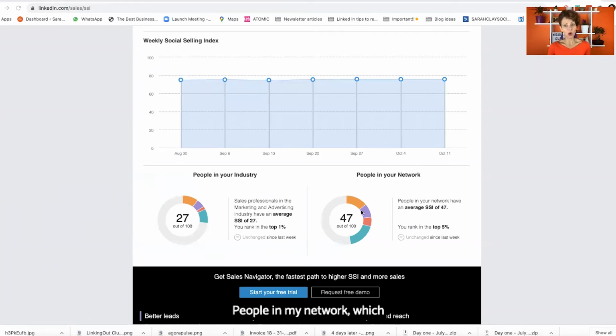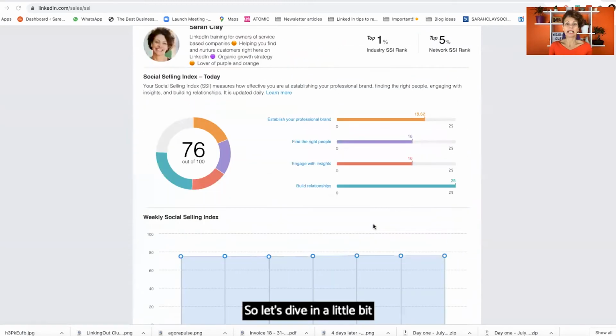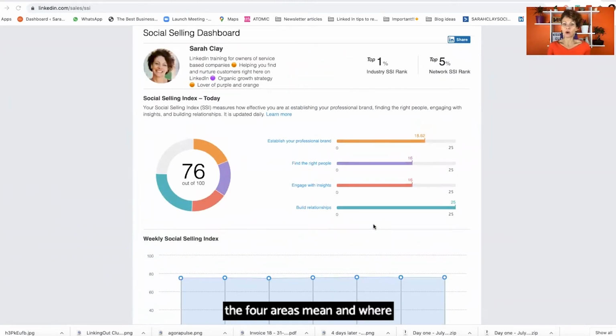People in my network, which are, to be fair, a very varied bunch of newbies to LinkedIn and also very, very experienced LinkedIn trainers and experts. So the average is 47%. If you've got an SSI score of 47%, you're doing pretty well, actually, I have to say. So let's dive in a little bit deeper and have a look at what the 4 areas mean and where are my strengths and weaknesses.